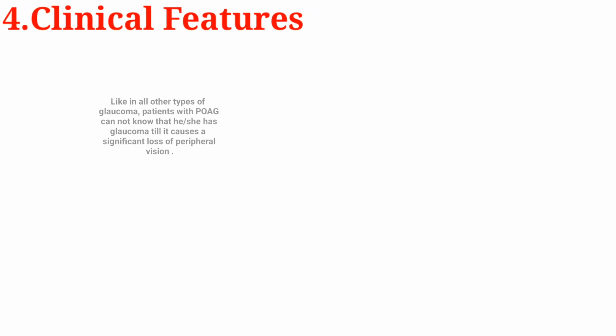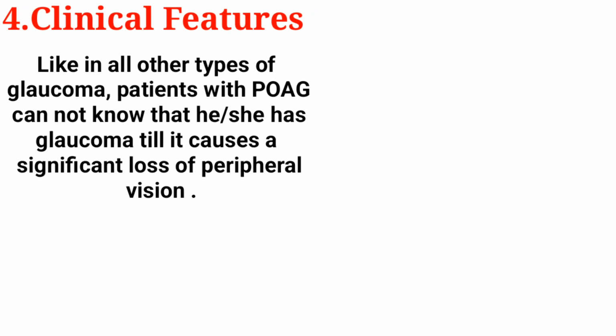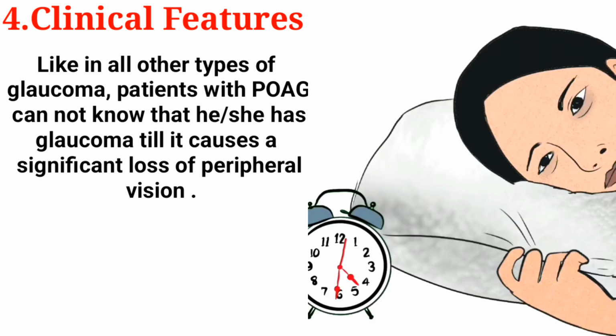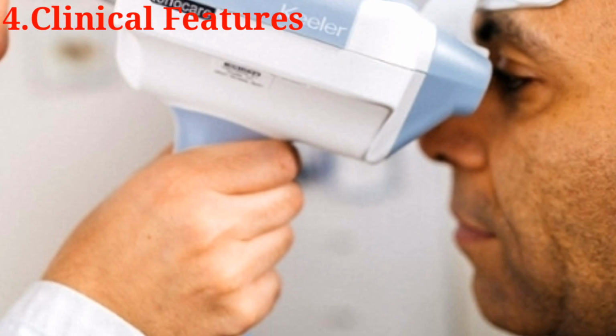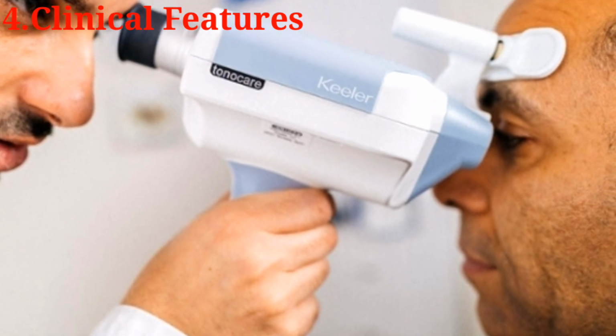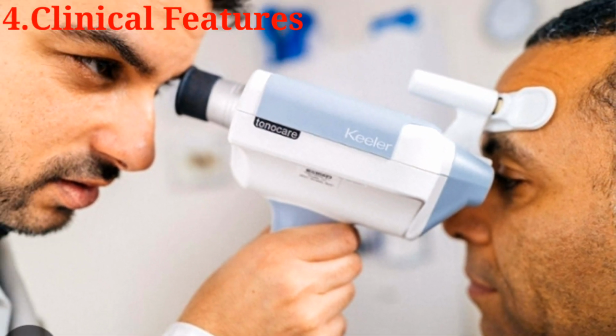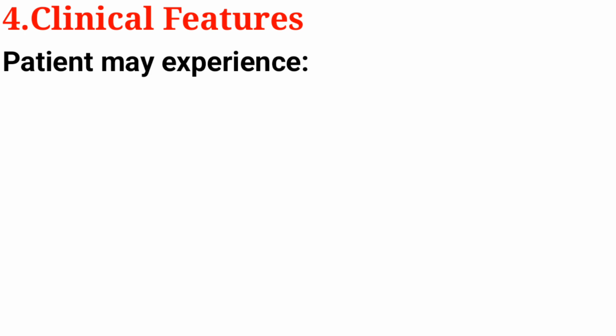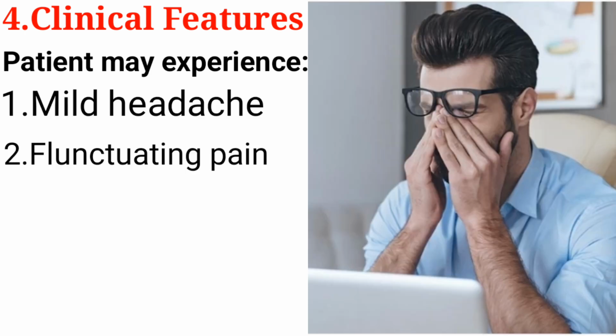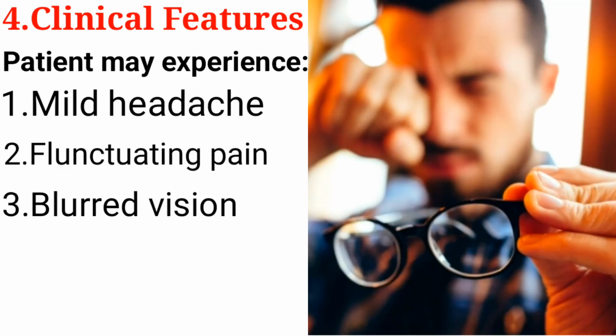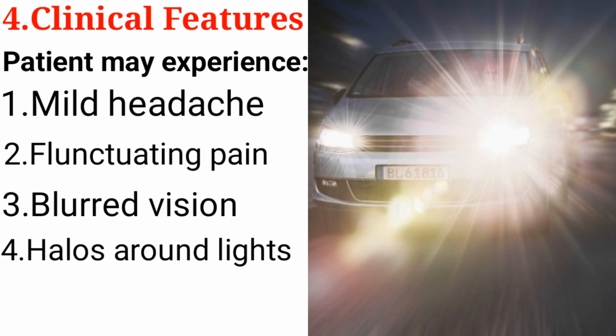Clinical features: like in all other types of glaucoma, a patient with primary open angle glaucoma cannot know that he or she has glaucoma at the beginning until it causes a significant loss of peripheral vision, unless the patient undergoes a periodic eye checkup. However, patients may experience mild headache, fluctuating pain, blurred vision, and more importantly, haloes around lights, which is worse at night.